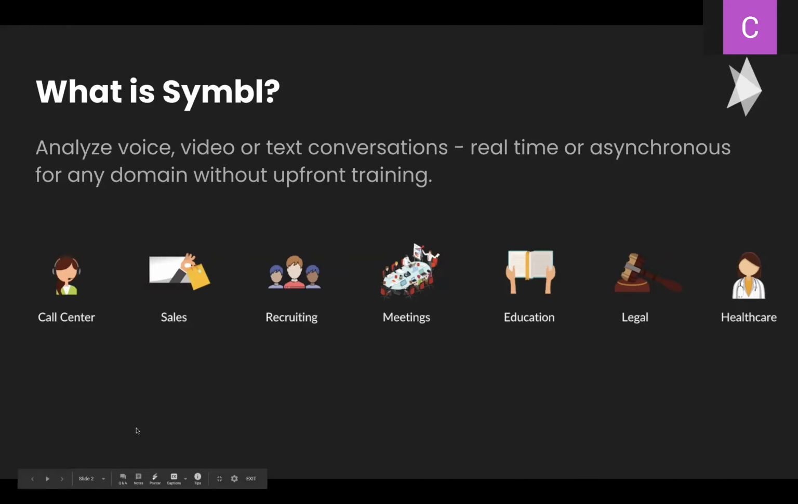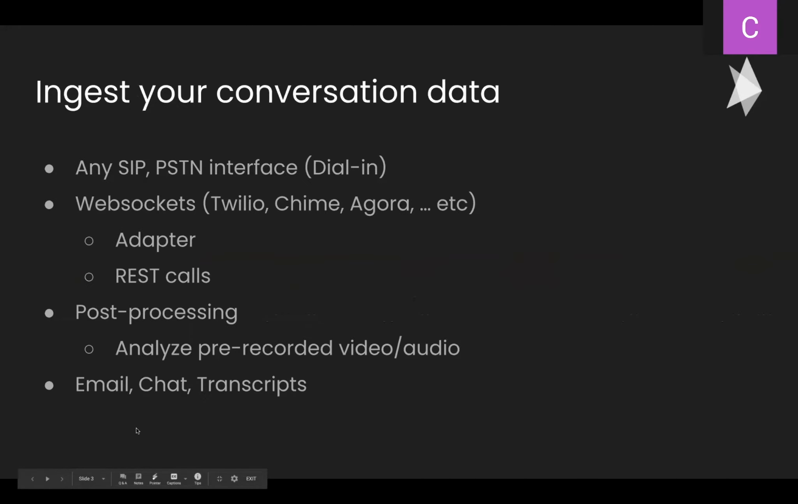So there's a few ways that we can ingest your conversation data. The first is through a telephony connection, and you can do this by dialing in via SIP or PSTN. And so we could literally add it to this call right now, and it could be listening to me and picking up details that I'm speaking in conversation right now.